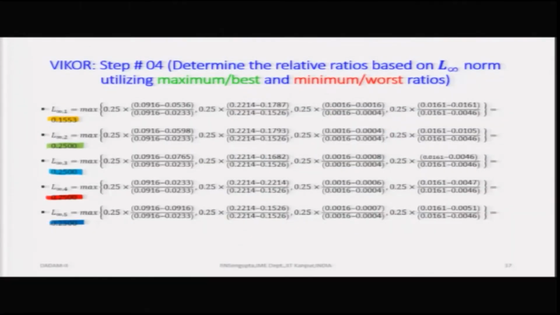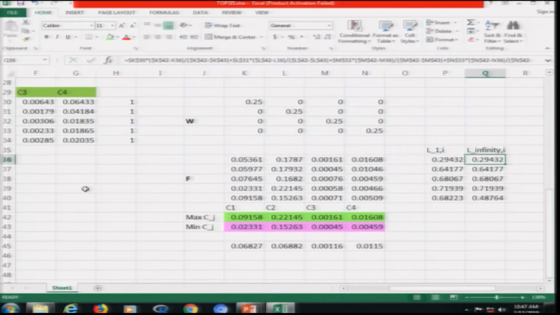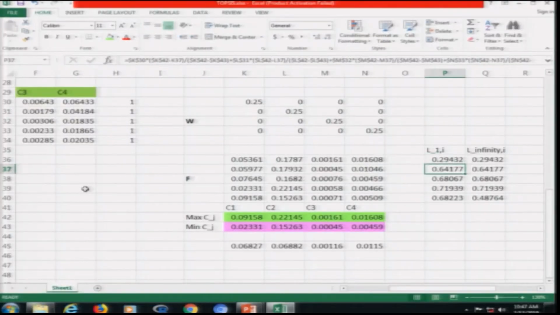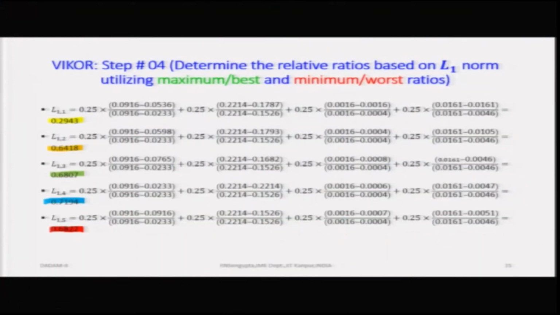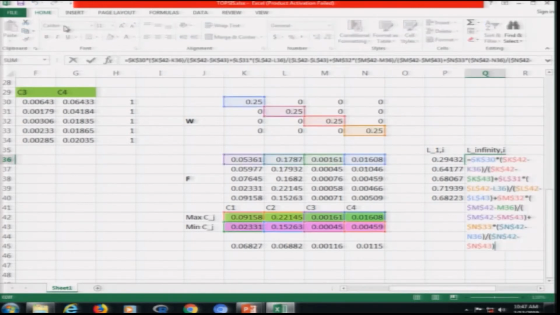So, these values, if I calculate here, are 0.29432, 0.64, 68, 71, and the infinity values are given. Let me double check. I have to find out the maxima.